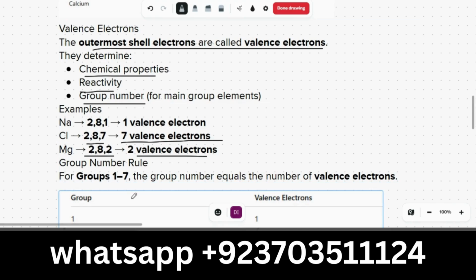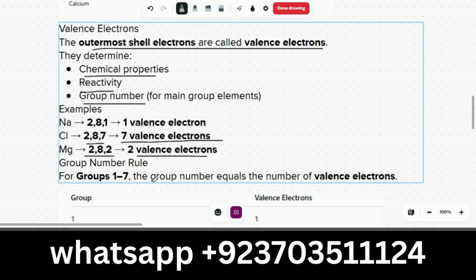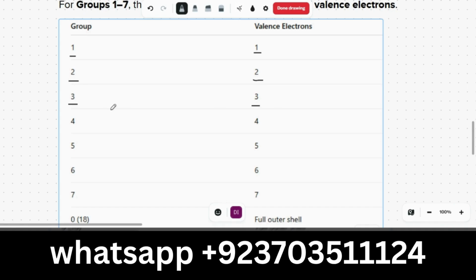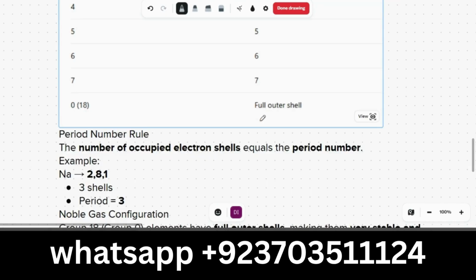That is also written from group 1 to group 7: the group number is equal to the number of valence electrons. So if there is one valence electron in the outermost shell, it is from group 1. If it has two electrons, then it is from group 2. If it has three electrons, then it is in group 3, and so on.